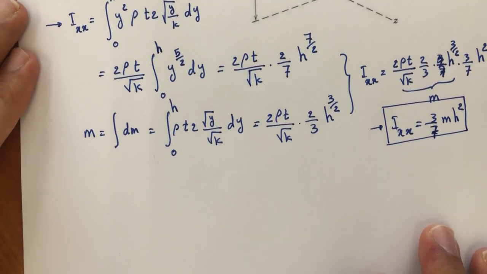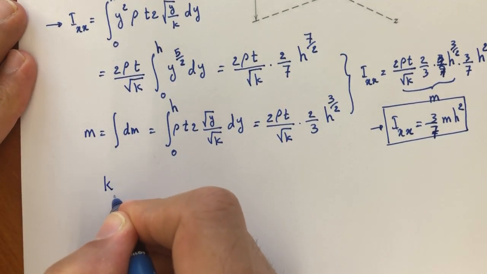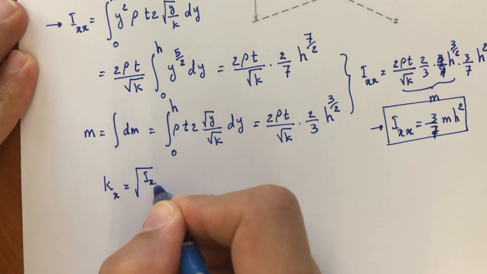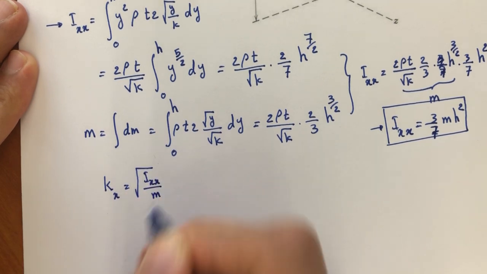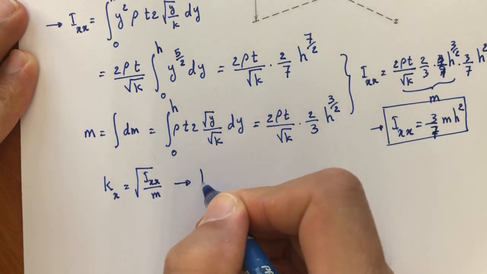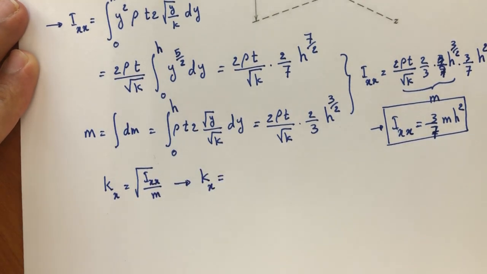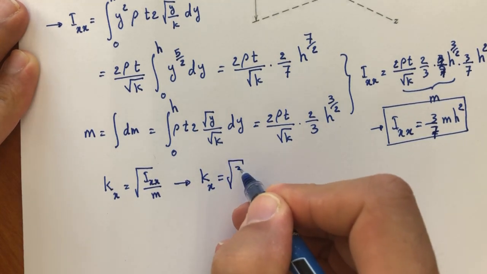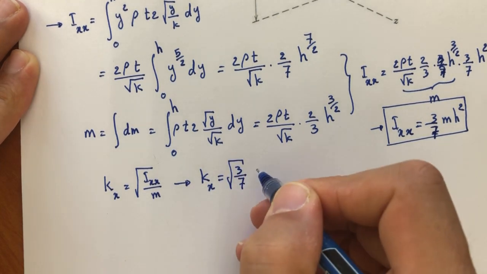That's I. To calculate the radius of gyration, we need to divide it by mass, then take the square root of it. So kx is going to be the square root of 3 over 7 times h.